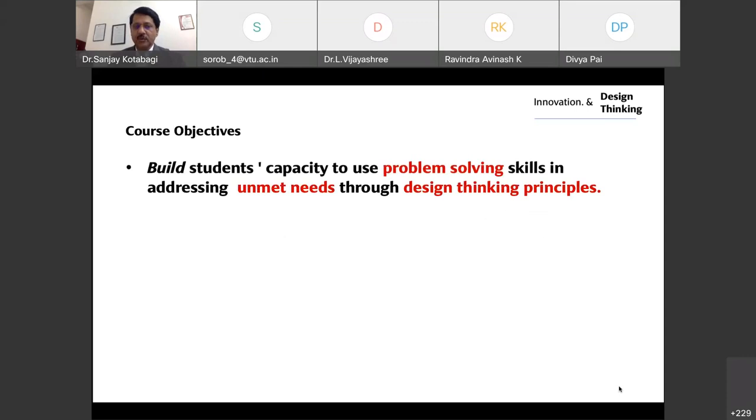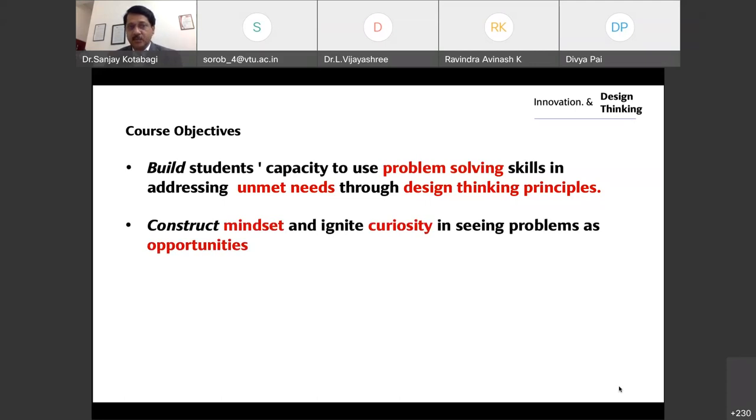Yes, so we are here definitely to build or activate the problem-solving capacity of the students. We can realize problem solving only by addressing unmet needs through the design thinking principle. That is the first one. And the second, in support of the first one, if the students need to activate their problem-solving skills, then naturally their mind should be set with particular preparation and filled with curiosity. So these two things should happen.